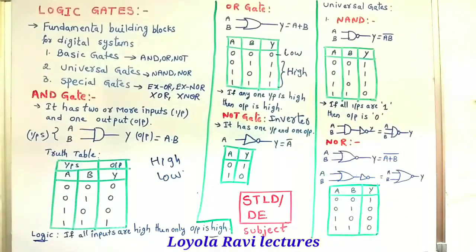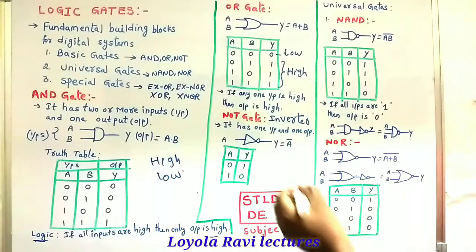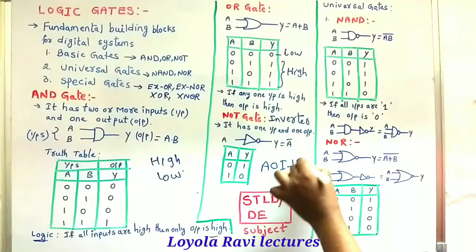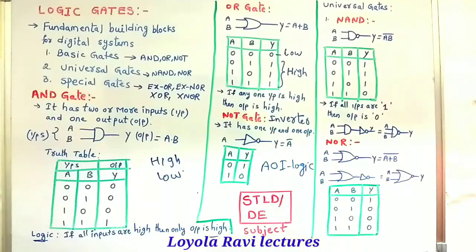These three gates, AND, OR, NOT, are called basic gates. This may also be called AOI logic, AND OR inverter logic. Basic gates are nothing but AOI logic. Okay, convert AOI to NOR gate or NAND gate, like that he may ask. We'll see that in the next class. Then go for universal gates, the second category. Basically there are two gates, NAND and NOR.